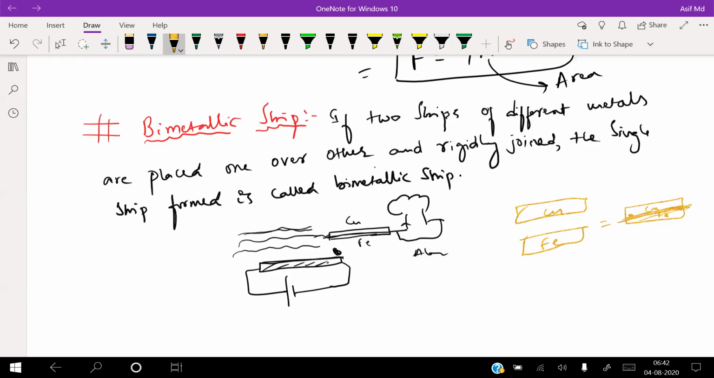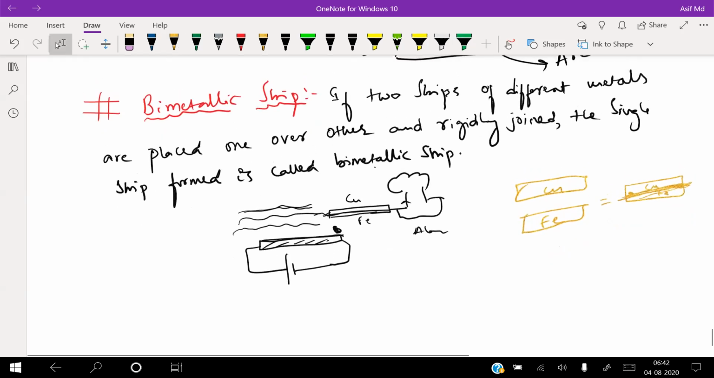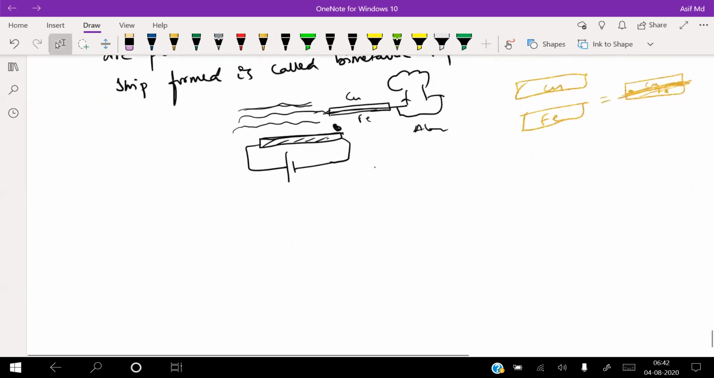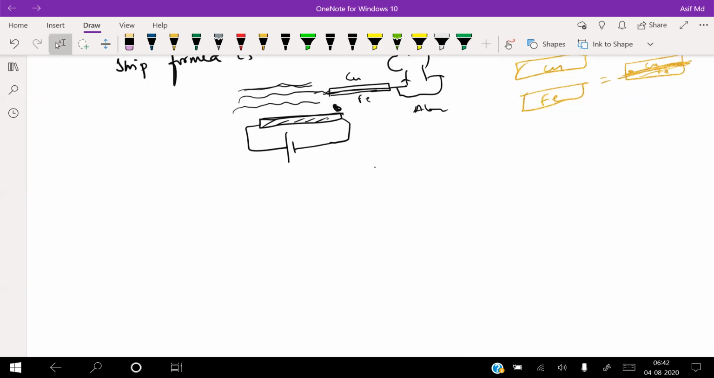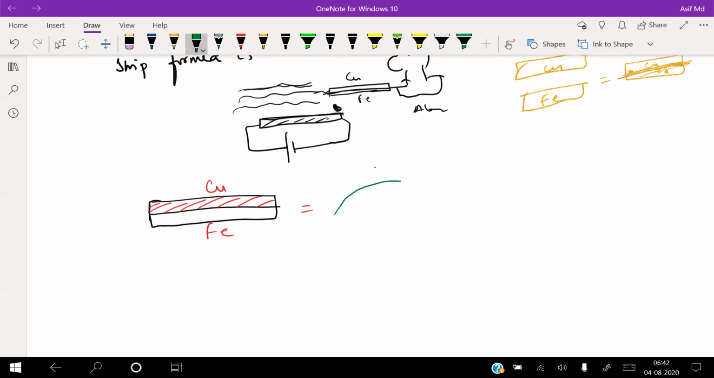I hope you got what exactly a bimetallic strip is. A bimetallic strip is nothing but, by definition, two strips of different metals placed one over the other and rigidly joined, forming a single strip. I'm drawing a bimetallic strip here. For example, the upper part is copper and the lower part is iron. When you heat it, it gets heated up and it will bend somewhat like this.